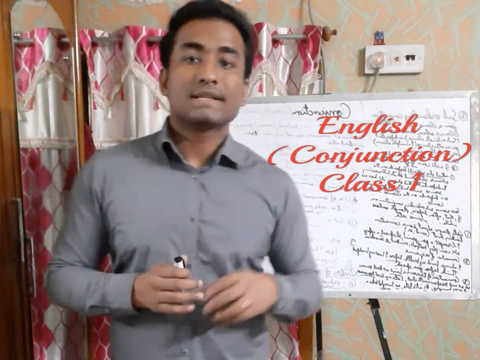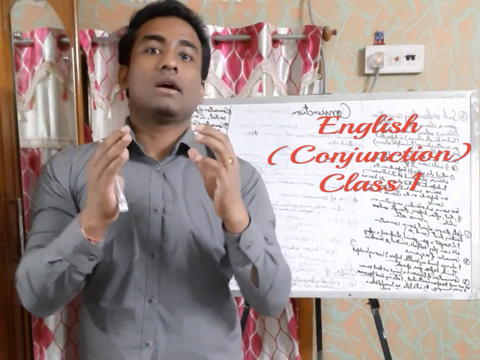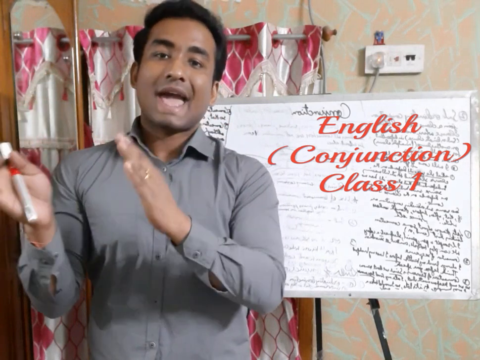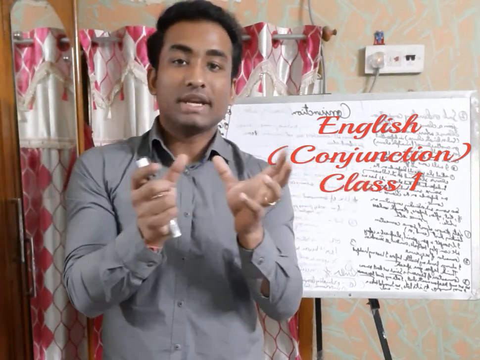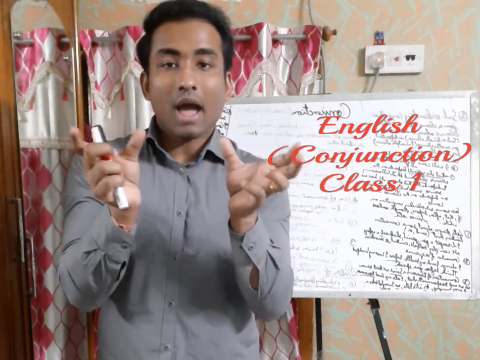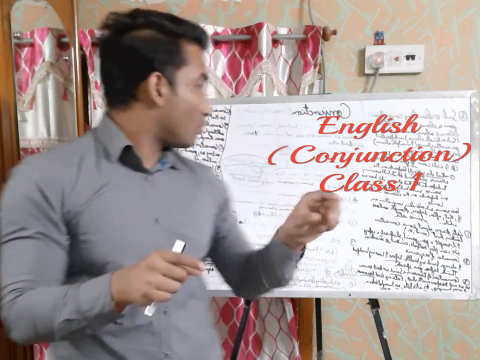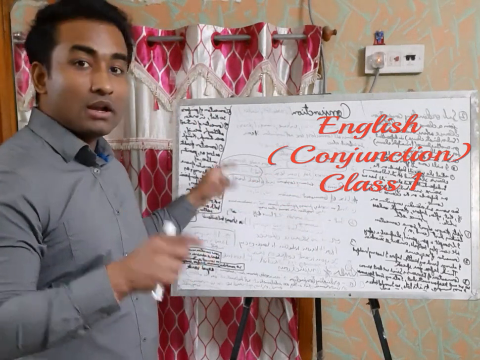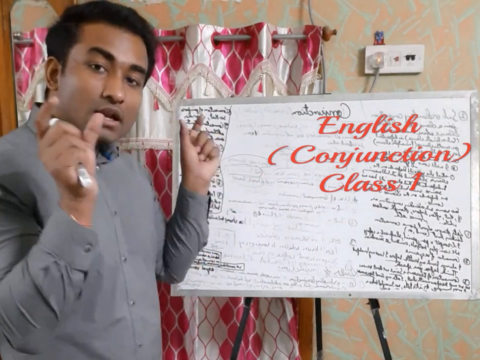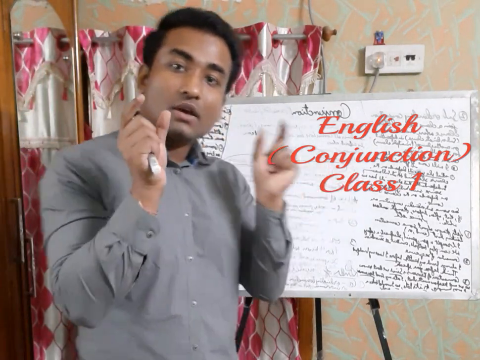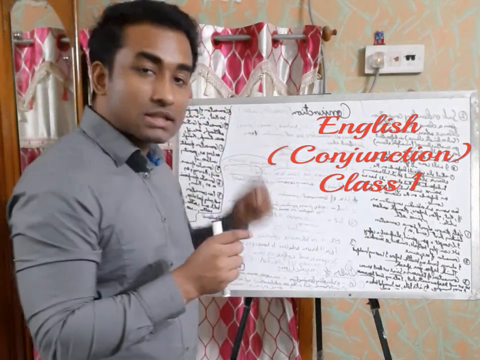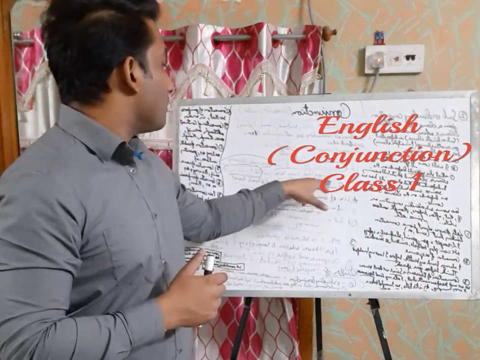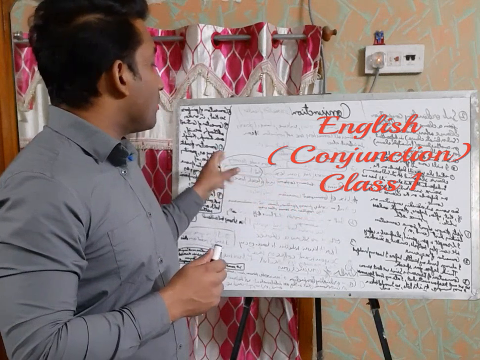Now suppose what I want to say is: bring a swimming costume and a beach towel. So here I'm joining two phrases together. What are the phrases over here? A swimming costume, a beach towel. So these two are phrases. Now I am joining these two phrases with the help of again a conjunction called "and". So, bring a swimming costume and a beach towel.